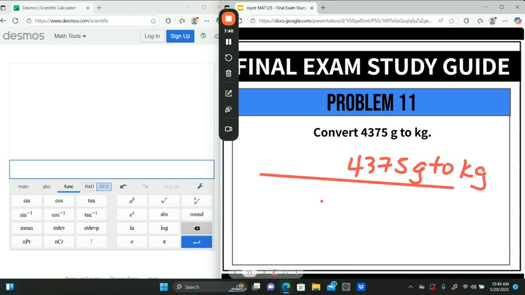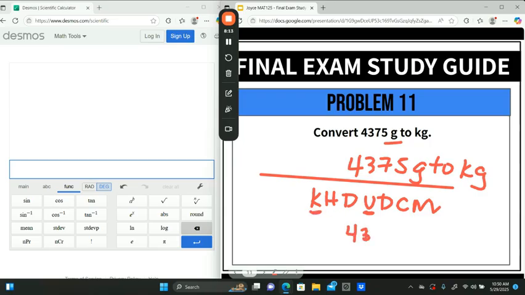Okay. So here is our acronym to help us out. King Henry doesn't usually drink chocolate milk, or whatever version of that you prefer. We're starting off in grams, which is the standard unit of measure, and we're going to kilograms, which is over here.